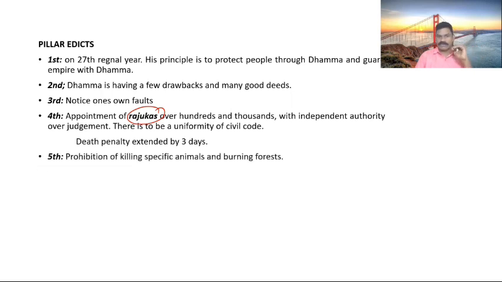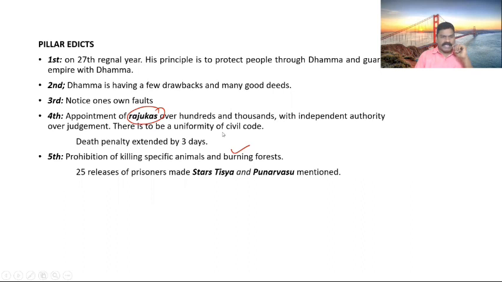The fifth pillar edict of Asoka speaks about prohibition of killing specific animals and burning the forest. One should not burn the forest, and he named some special animals not to be killed. 25 years after the coronation, the release of prisoners is mentioned, with the stars Tissa and Punarvasu. On the day of the coronation of Asoka, he used to release some prisoners from prison.